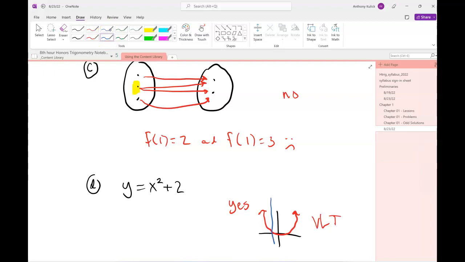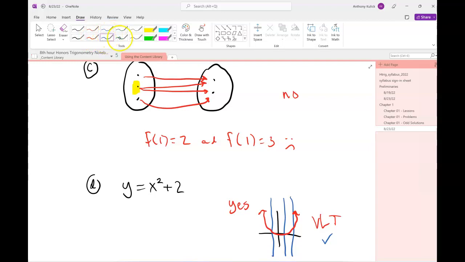Yeah, can I draw a vertical line that intersects the graph in more than one place? Clearly for a parabola, any vertical line I draw is only going to intersect it once. Everybody's okay with that? So the answer is yes then. Everybody agree? I would say there wasn't enough information given to determine.